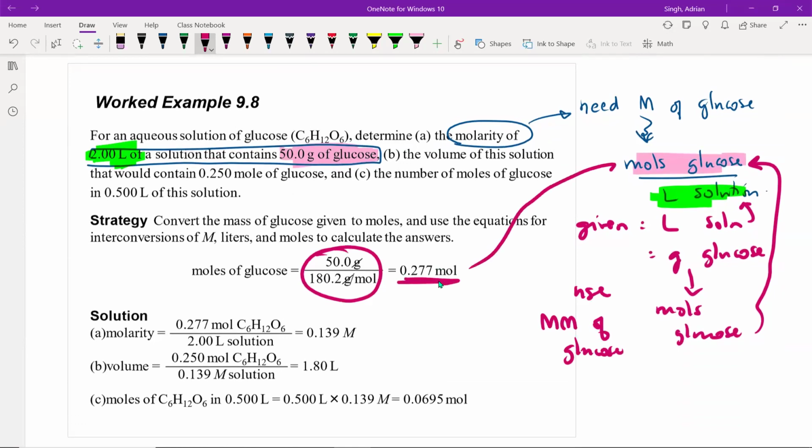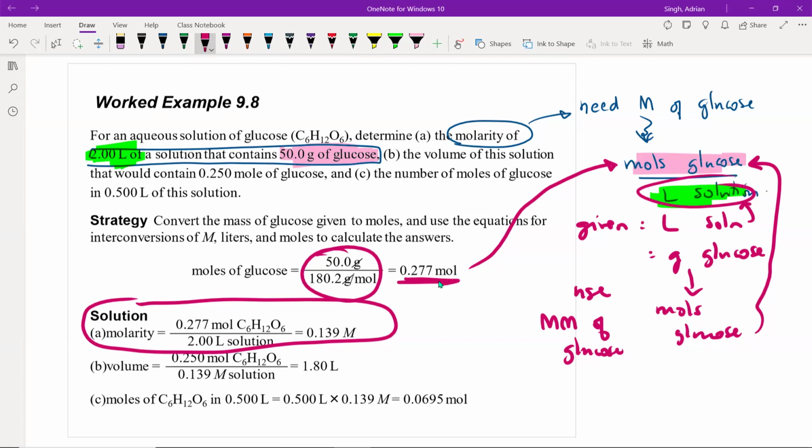That gets substituted in here. We have our 2 liters of solution, which gets substituted in the denominator. So we divide those two, and we end up with a 0.139 molar solution. So if we have to calculate molarity, we need moles of the solute and liters of the solution. We divide them, and that gives us the molarity.